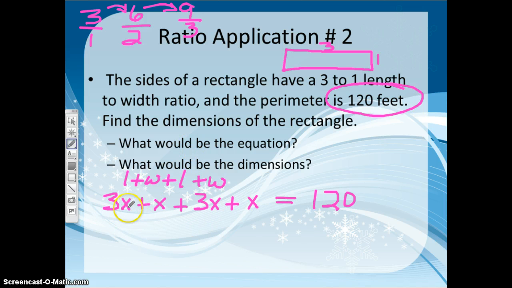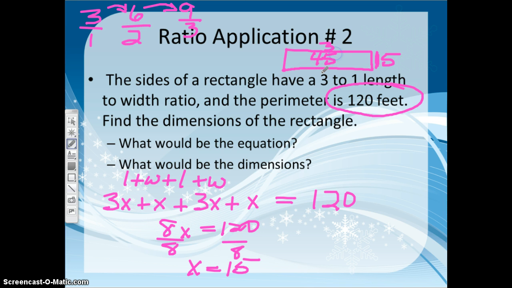Now if we add them all up together, 3, 4, 7, 8, we get 8x is equal to 120. Divide both sides by 8, and we get x is equal to, is it 15? I'm doing it in my head. 15. Our multiplication factor is 15. Well, that's awesome because we know the width is 15 because it's 1 times 15. That makes the length then 45 because it's 3 times that multiplication factor.